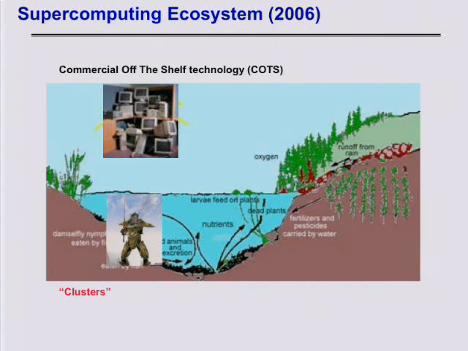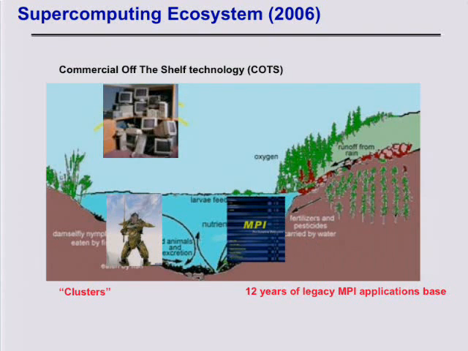And so these Beowulf clusters, as they were called, a phrase coined by Thomas Sterling, really became the dominant architecture and kind of ate into the supercomputing market, to the point that you really can't afford to build vector supercomputers today, because it was too expensive to build special processors just for a small market, which is still a relatively small market in spite of the size of those machines.